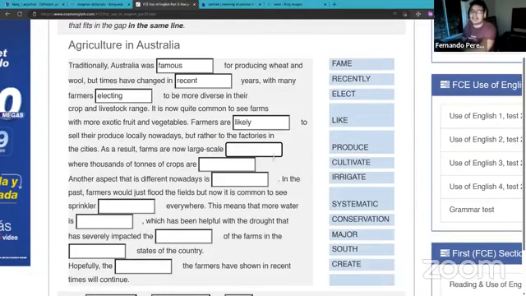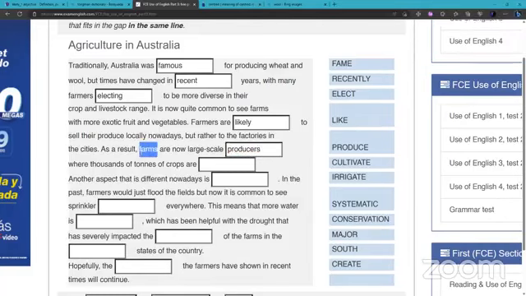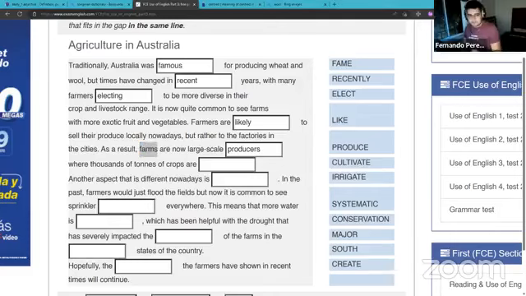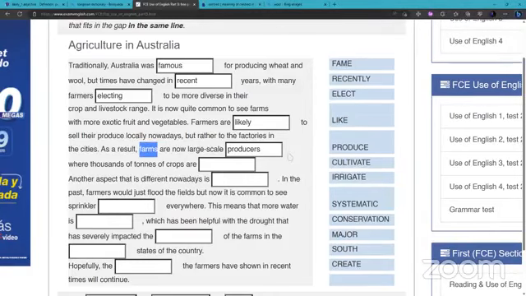Producers. Exactly. Very good. You need a plural because we're talking about farms. Exactly. Good job. Okay. Thank you, thank you.